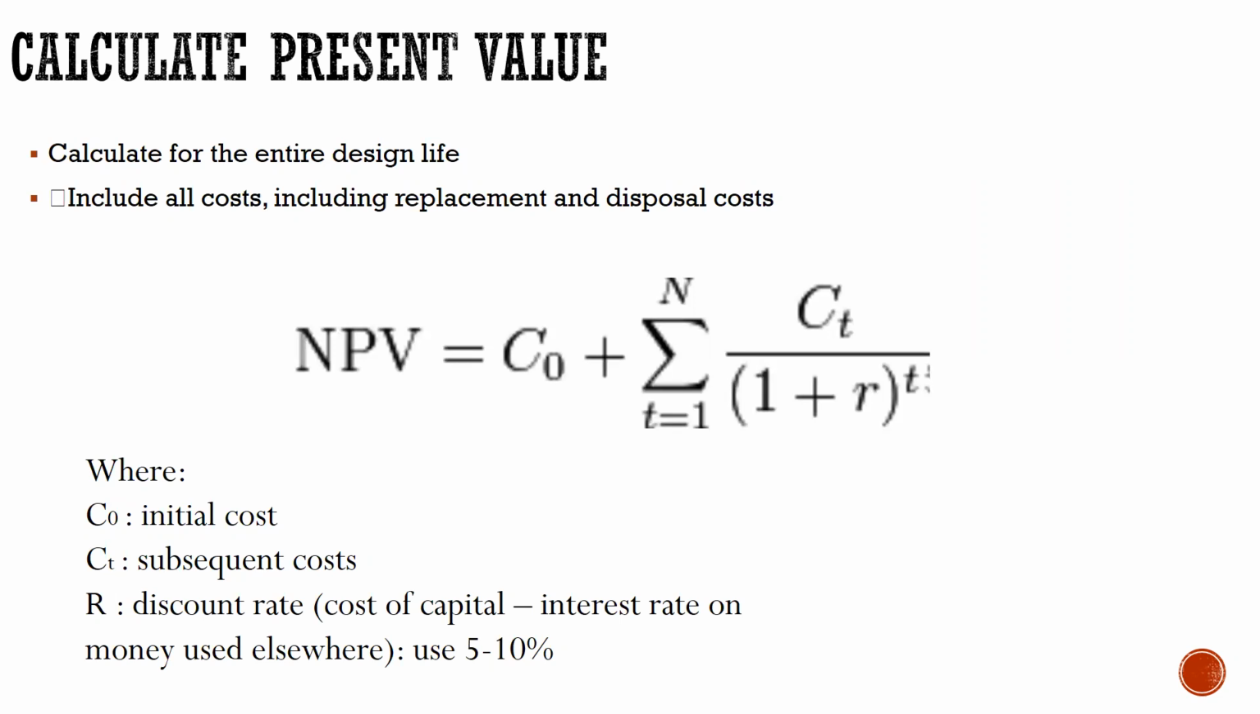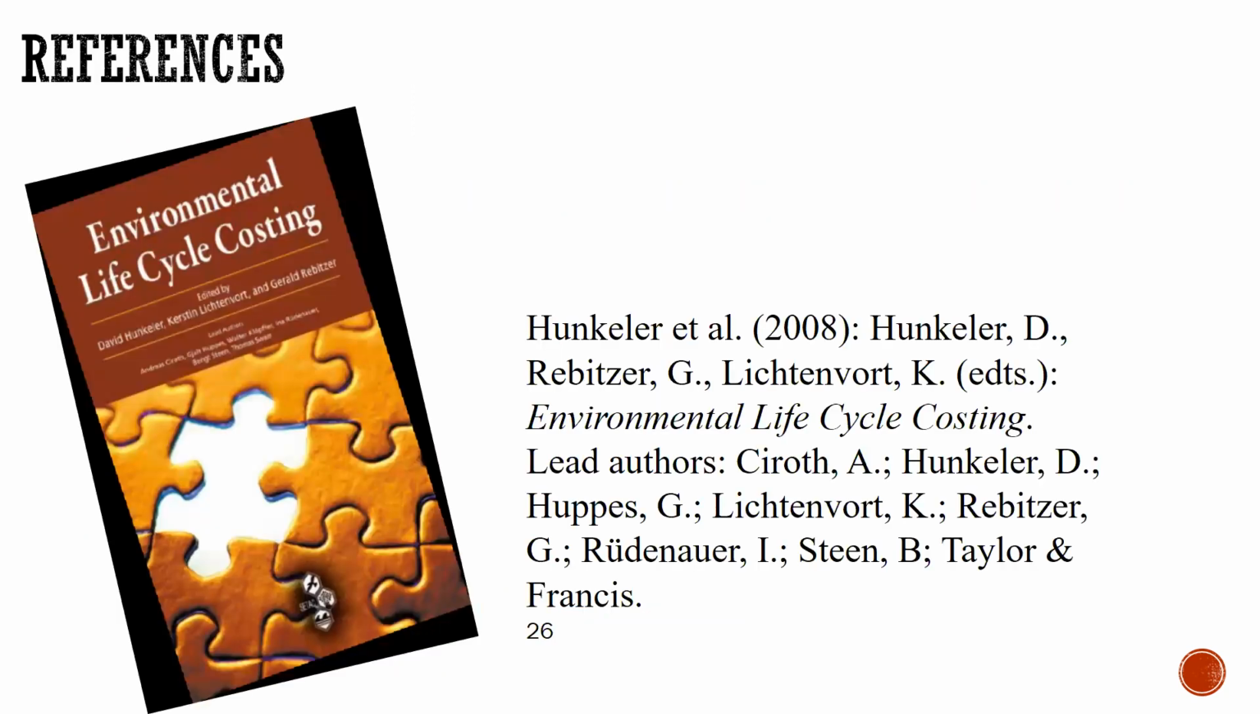Now, there is present value, and how to calculate the present value. This present value can be used to calculate the entire design life, which includes all costs, including replacement cost and disposal cost. And here is the formula and the explanation of the formula. You can use the interest rate on money used elsewhere. You can use a 5% or 10% discount rate.